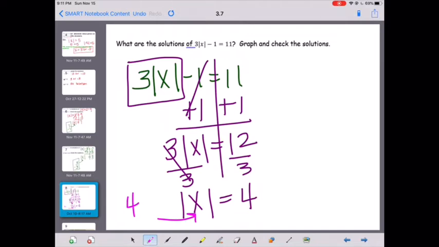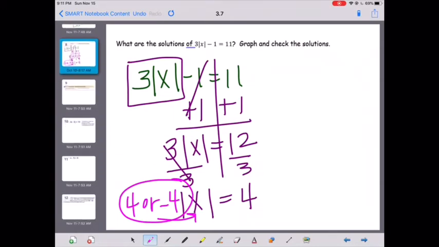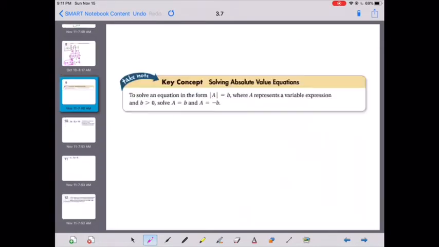So now our last step is to figure out what numbers I can put in for this x to get just a 4. Well, if I found the absolute value of positive 4, that would be 4. And the absolute value of negative 4 would also be positive 4.